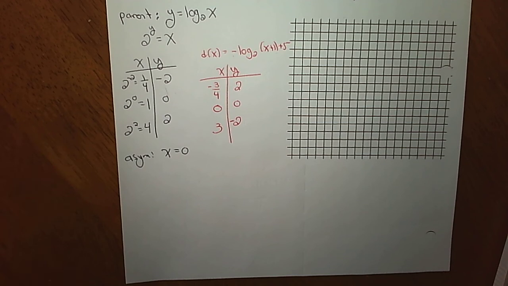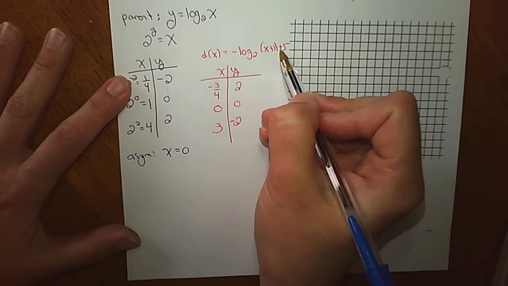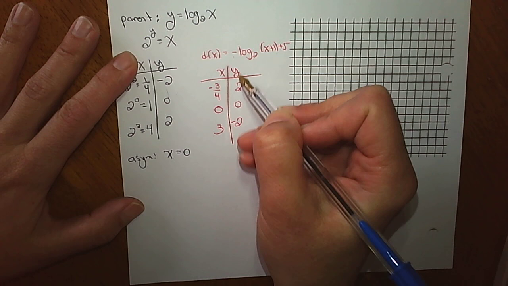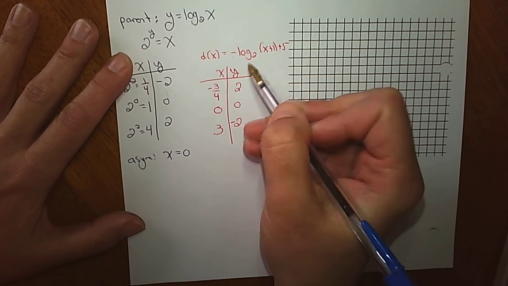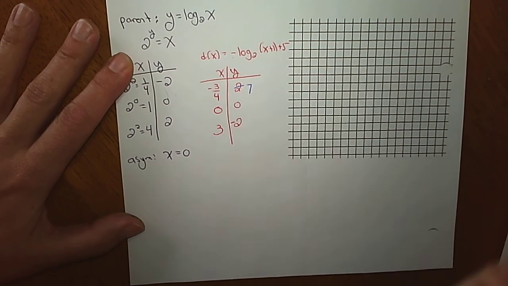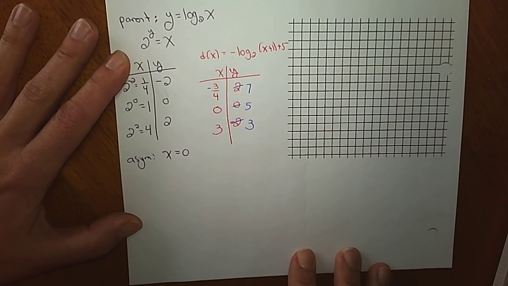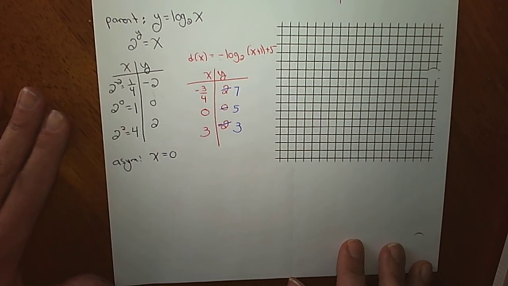Now, this one has one more step. Check it out, plus 5. That means we're going up 5, so we go to the y values, and we're going to add 5 onto each of these. That becomes 7, 5, and 3. All right, and this is what we're now going to graph.